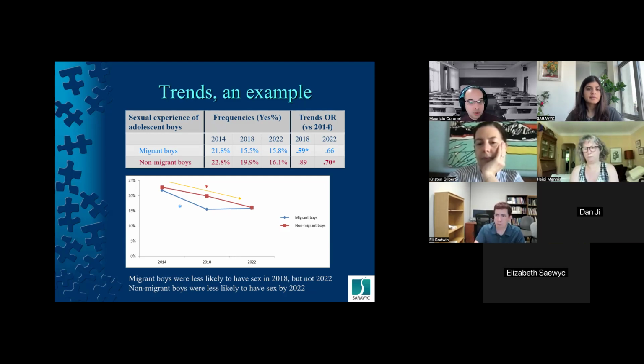And for non-migrant boys, we see the opposite. 2018 was not significant. It wasn't big enough a dip, but 2022 was. And the reason I put here a yellow line is to show that difference is between 2014 and 2022. We're not comparing every year as it passes by because it is going down, but we're comparing it to our reference 2014. So that dip is big enough to show that it's going down overall.